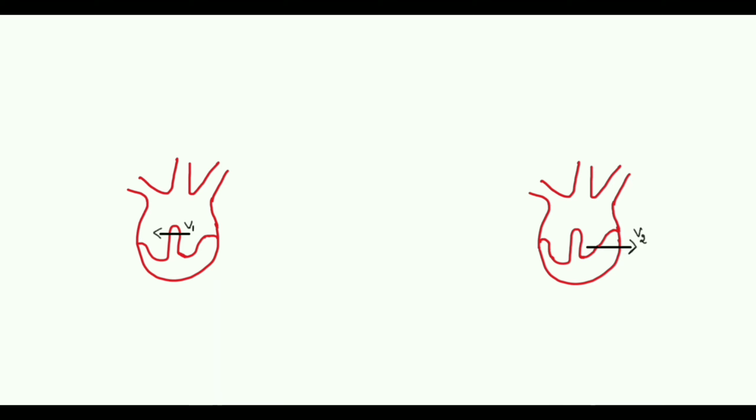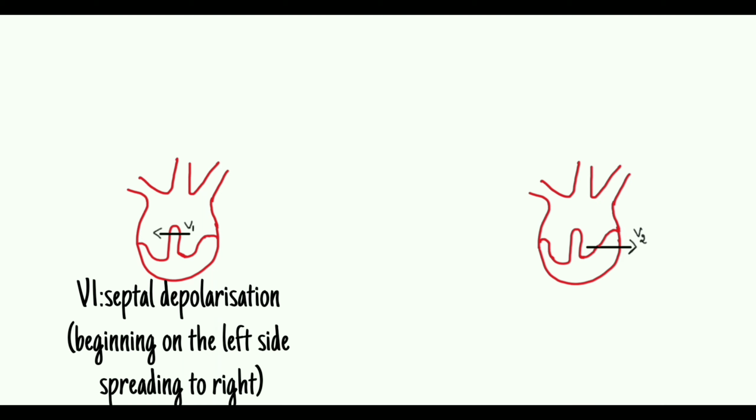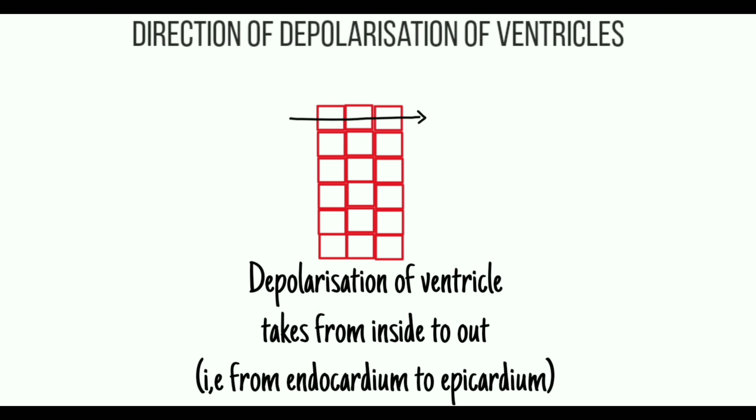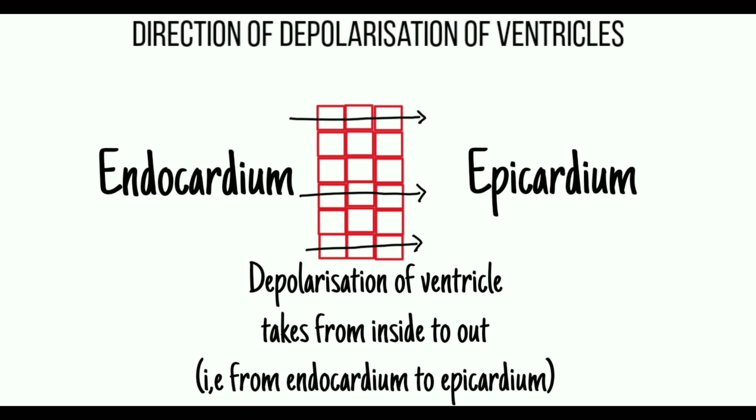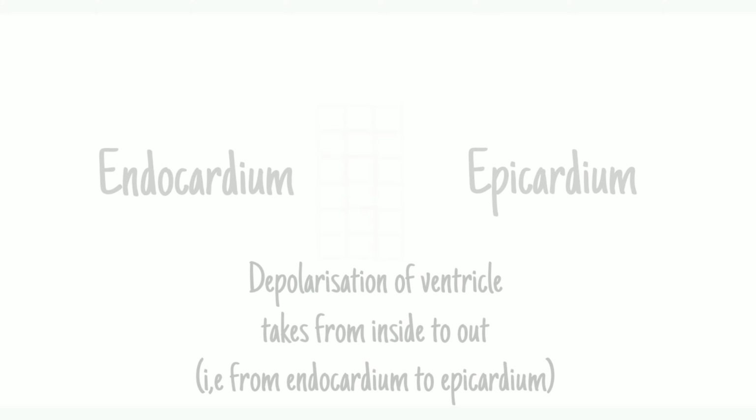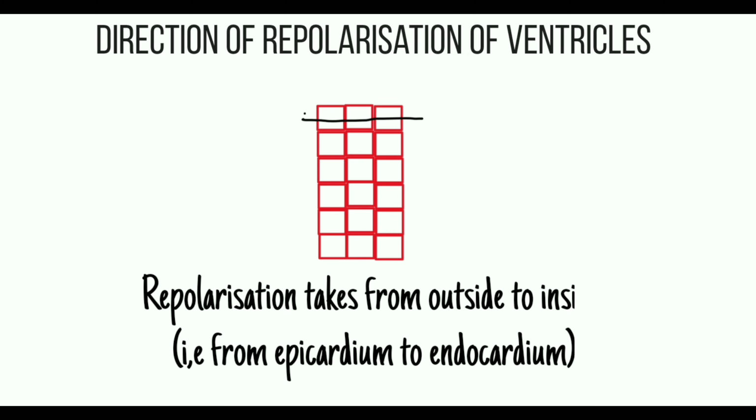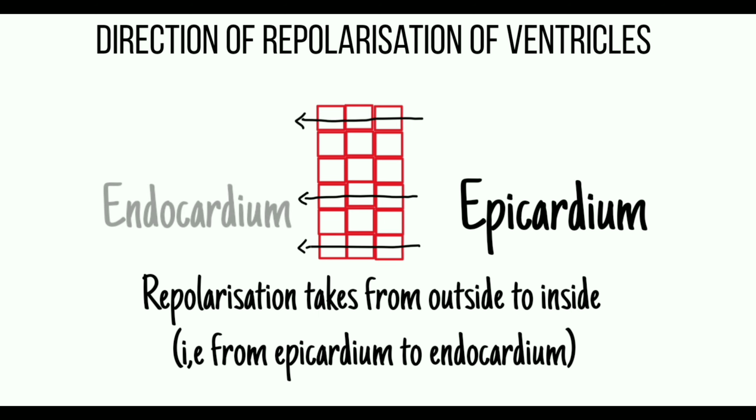And this is the rough representation of the ventricular vectors. V1 is oriented to the right and posteriorly, reflecting the electrical predominance of the septum, and V2 is oriented to the left and posteriorly, reflecting the electrical predominance of the left ventricle. So depolarization of the ventricles takes place from inside to outside, that is, from endocardium to epicardium. In the same way, repolarization takes place from outside to inside, that is, from epicardium to endocardium.